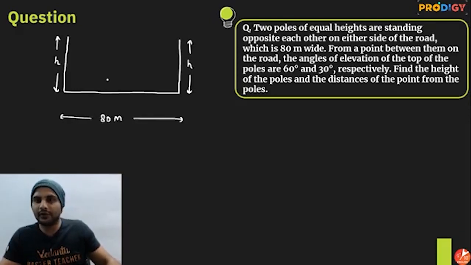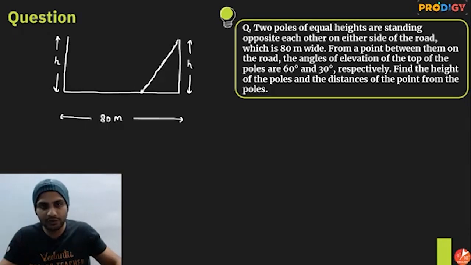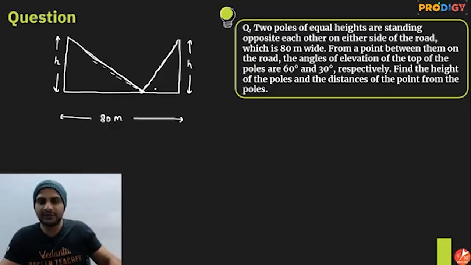Now at some point, if I look over here, you can clearly see the angle of elevation for the top of this pole will be more compared to the other one. The steepness is less, can you see the steepness? So here let's say the angle of elevation is 60 degrees and here the angle of elevation is only 30 degrees. That's what it is saying.